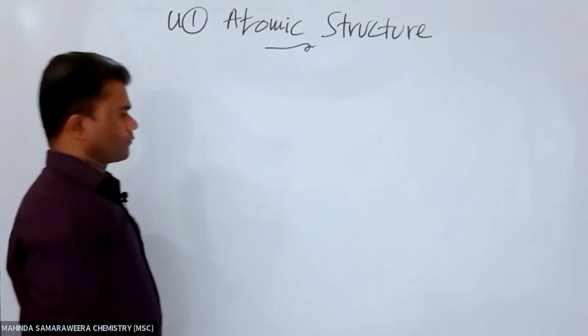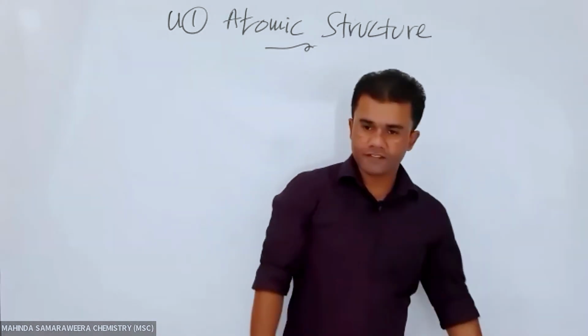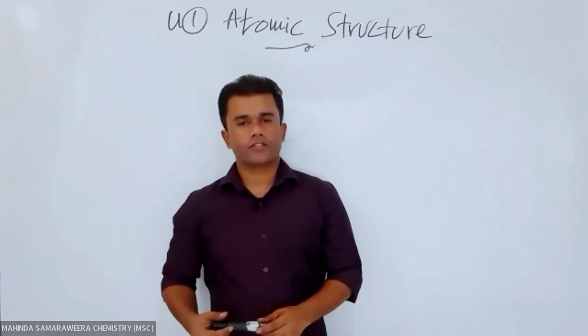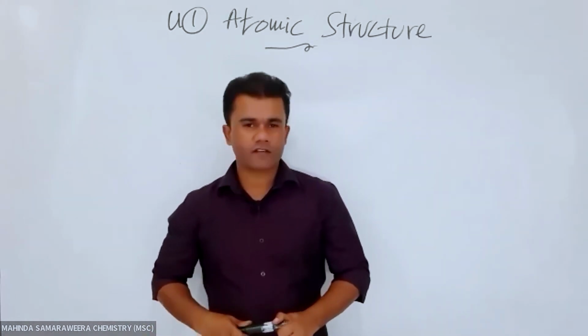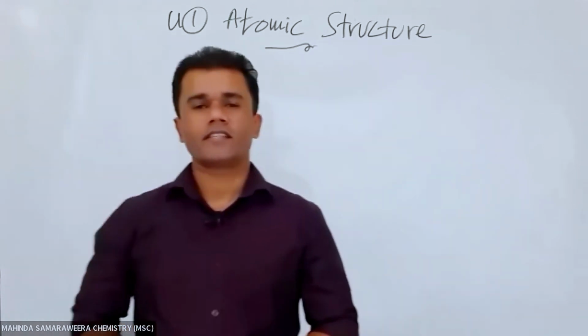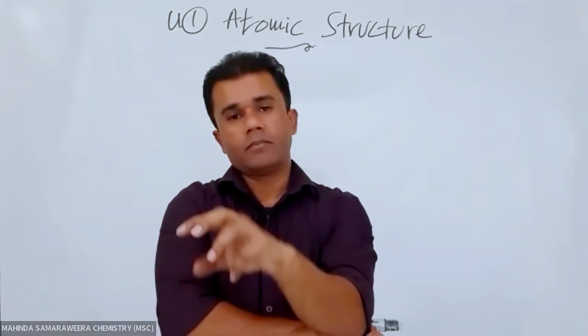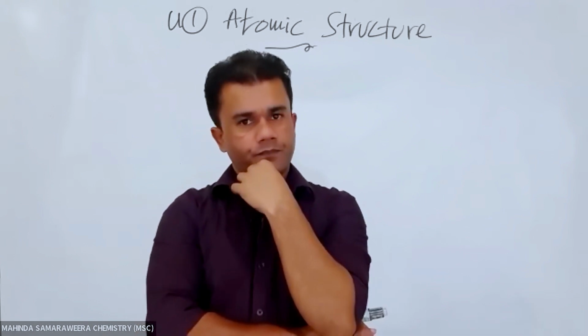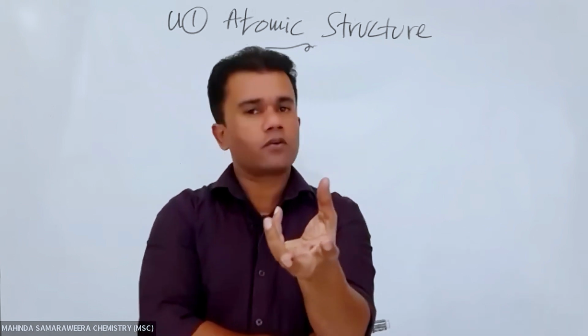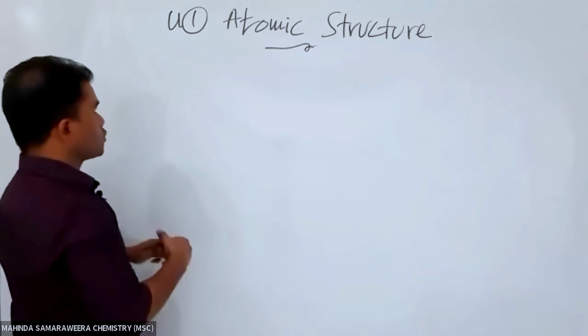Out of the 14 units, the first unit is atomic structure. I gave you a brief explanation regarding this atomic structure. So what is atomic structure? It is mainly about the building block of matter. Then we try to understand it. In the first case, we talk about the history.